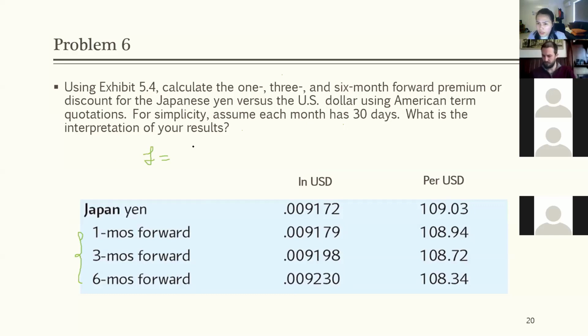So if we recall from a previous slide, this is what we want to compute. Okay, so we want to compute F, which is the forward rate minus the spot rate, divided by spot, times 360 divided by T. Okay. So this is the annualized forward premium or discount. In this case, you want to use the Japanese yen over the USD exchange rate for this calculation.